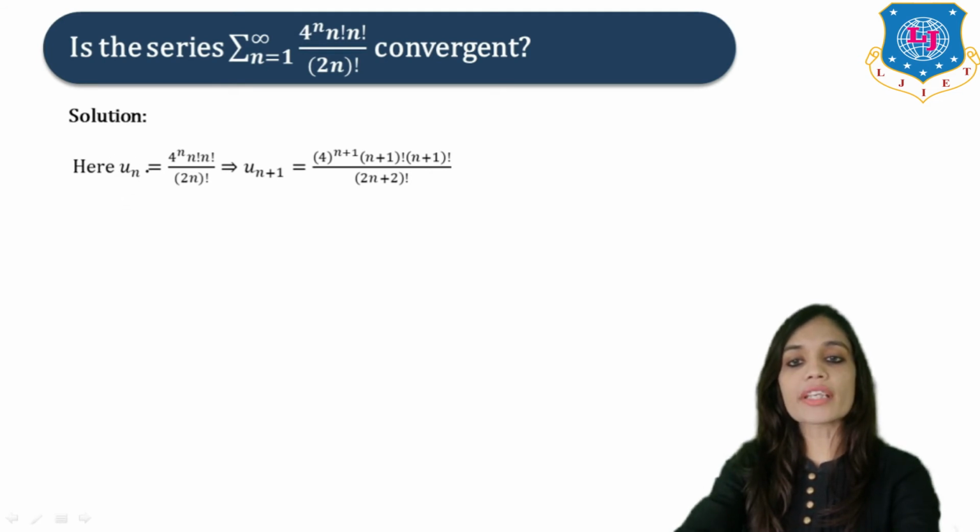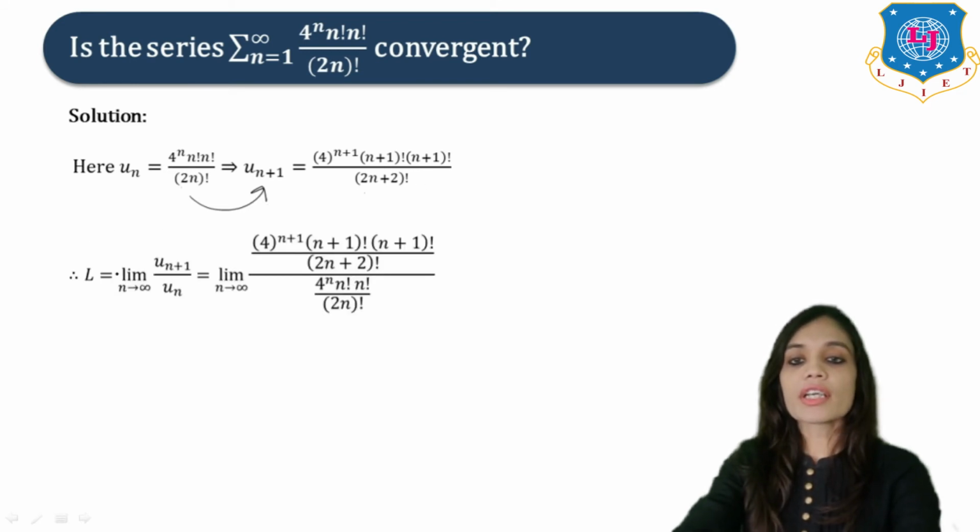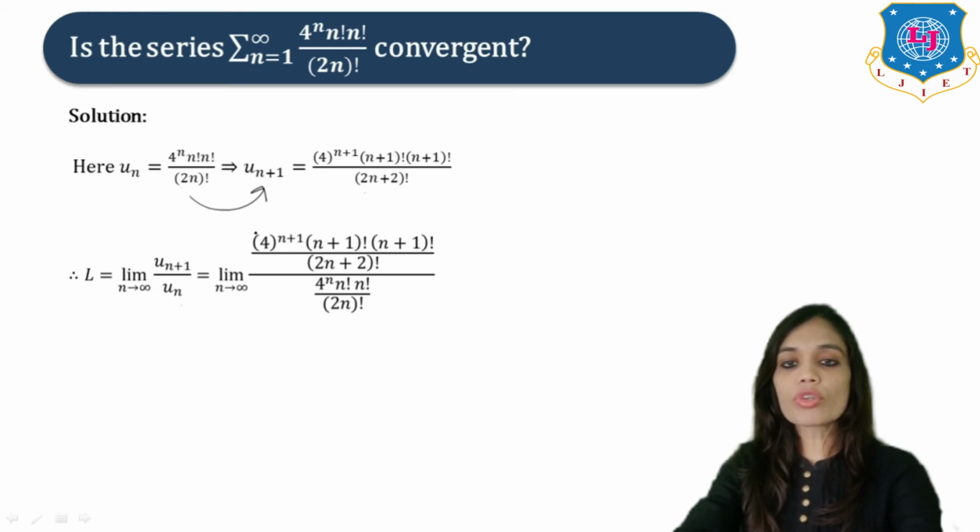Here your un is 4 raised to n into n factorial upon 2n factorial. Now let us find un plus 1. It will be equal to 4 raised to n plus 1 into n plus 1 factorial into n plus 1 factorial upon 2n plus 2 factorial. Now let us find the limit, that is n tends to infinity un plus 1 upon un. Put the values of un plus 1 and un. Now let us simplify this.